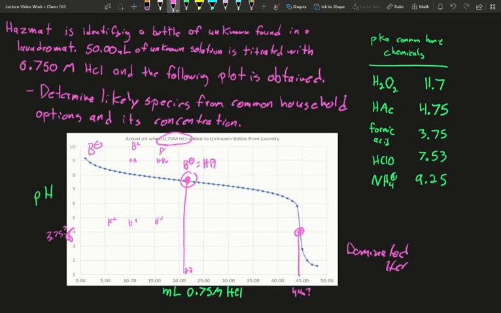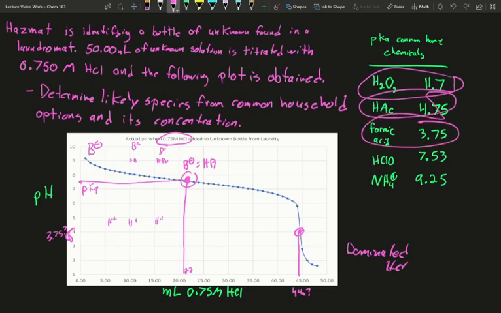Well, if I'm at equal amounts, then whatever pH is right here should be my pKa. Remember that our pKa is equal to the pH in a 50-50 mixture of our weak acid and our weak base. Well, that's going to be about 7.5-ish. So we go look, and probably not hydrogen peroxide, probably not acetic acid, probably not formic acid.